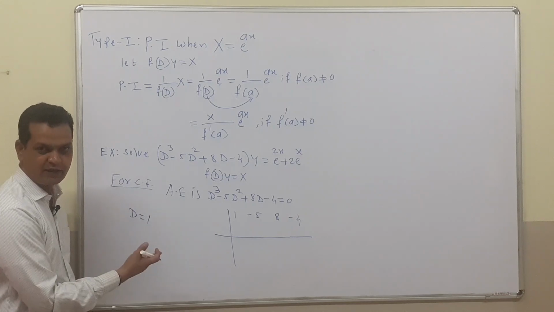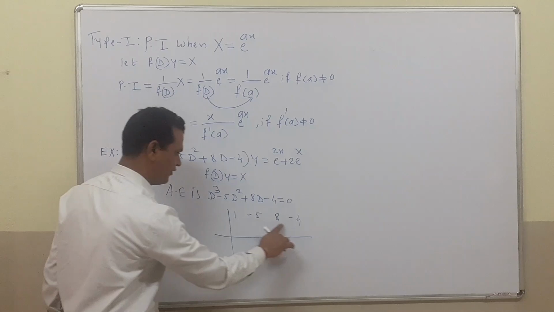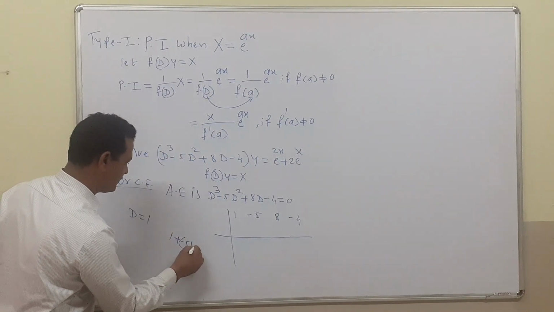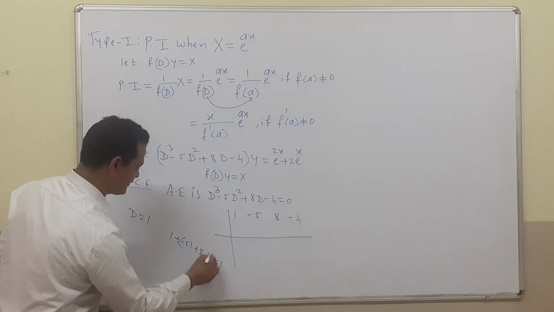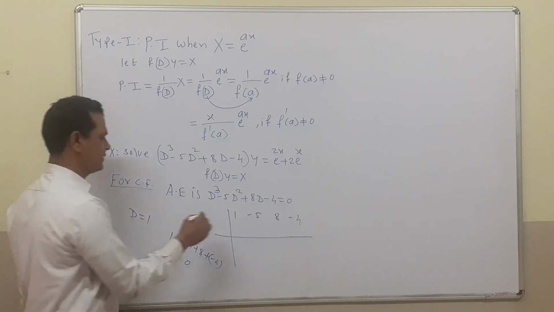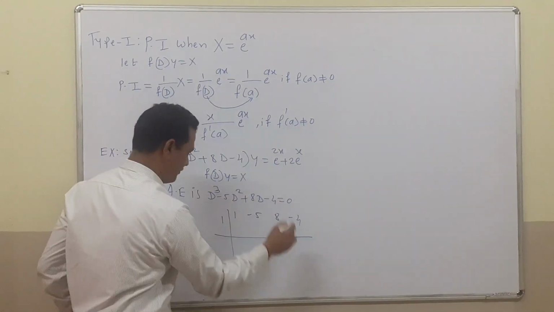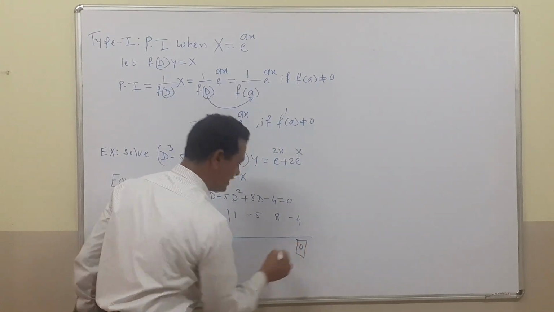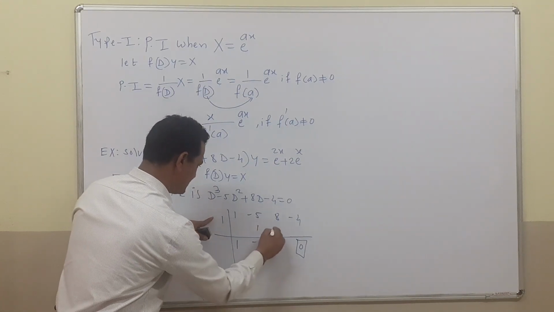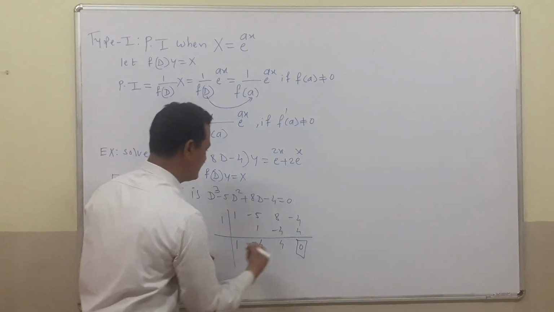Then 1 is a factor when the sum of all coefficients is 0. If we check the sum of all these coefficients, it is 1 plus minus 5 plus 8 plus minus 4, so this sum is 0. That means d is equal to 1 is a factor of this cubic equation. So let's try for d is equal to 1. Our expected answer is that the remainder must be 0. So 1 as it is, 1 into 1 is 1, this is minus 4, this is minus 4, this is 4, again this is 4. So now the remainder is 0.